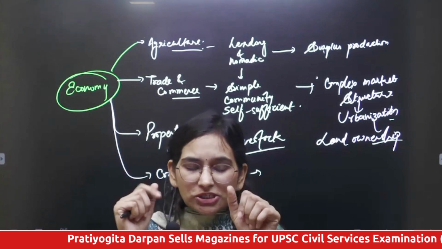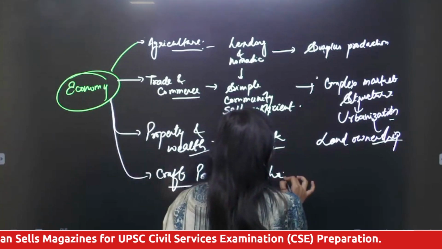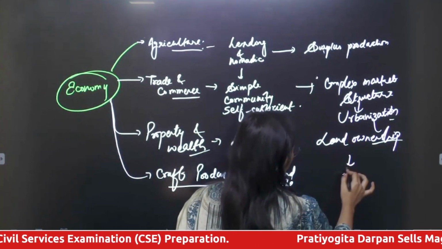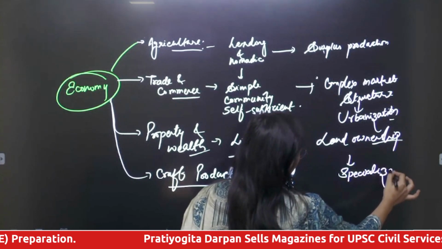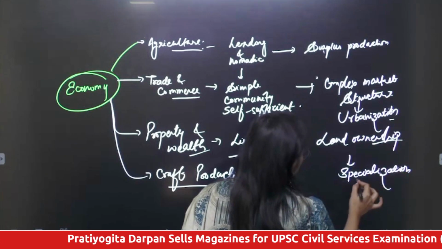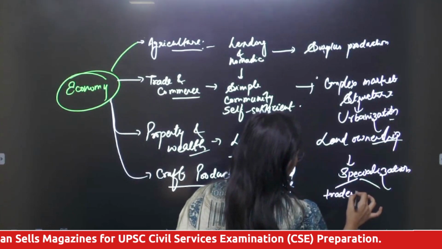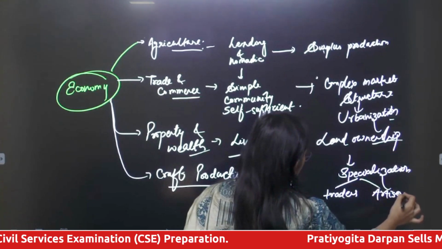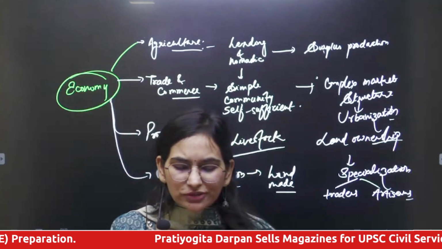So there was specialization. Either we have handmade things, or here we have specialization. There would be traders, artisans. So artisans, traders, etc., and these were the changes.